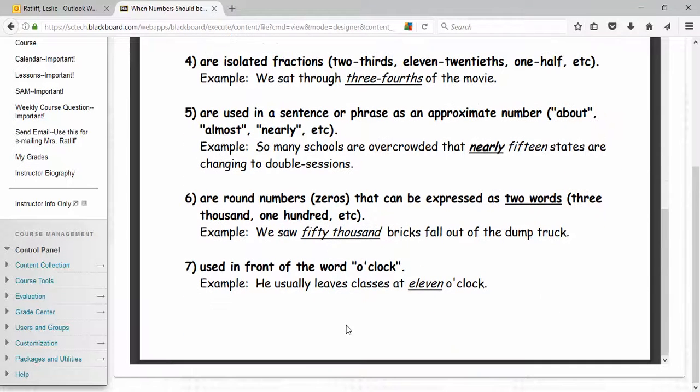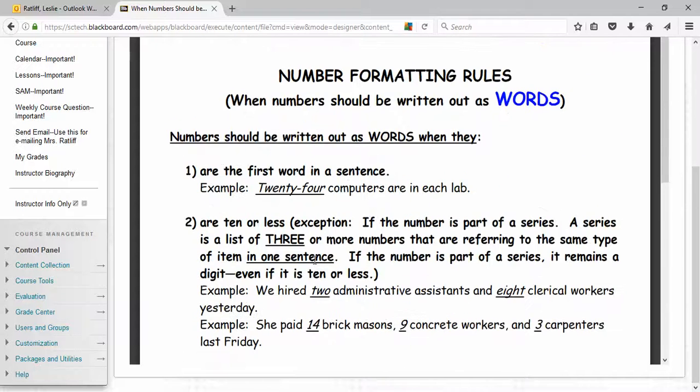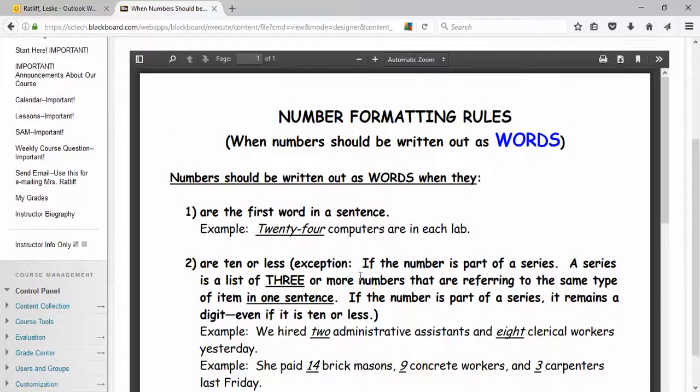The last rule for when numbers should be words is number 7, and if the number is used in front of the word o'clock, then it should be a word. So if you have a sentence that says we will leave campus at 2 o'clock, if the word o'clock is used in the sentence, then the number in front of it should be a word. Alright, that's when numbers should be words.